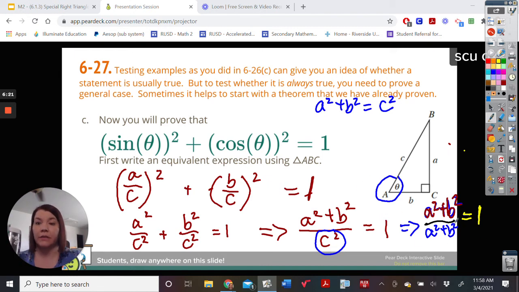Okay. So, in other words, since I did it with all letters, I know it's always true. Isn't that cool? All letters means it's always true. It's a very, very interesting set of information. Okay. So let's go to the next slide.